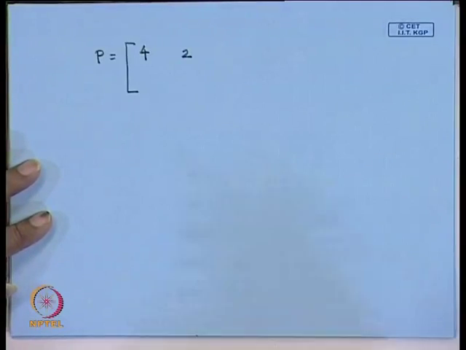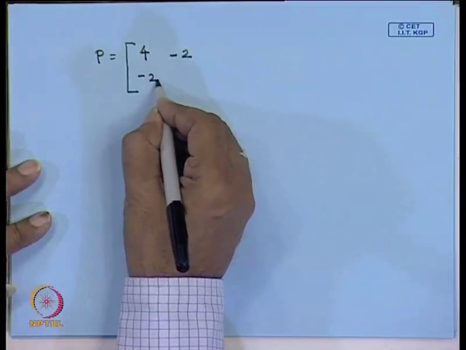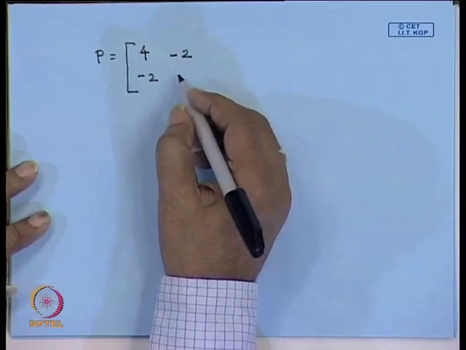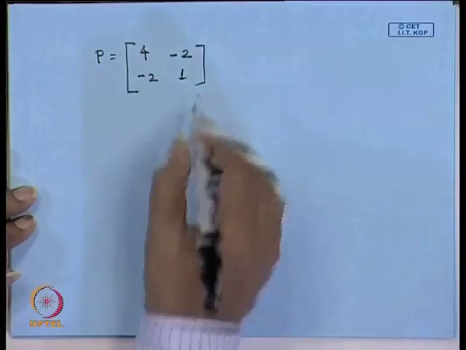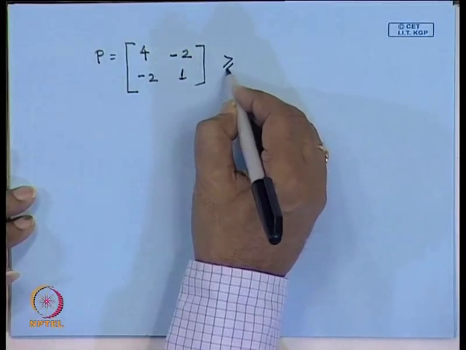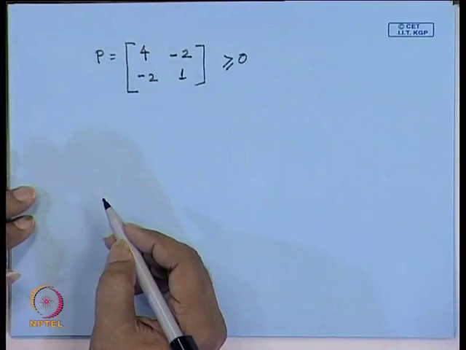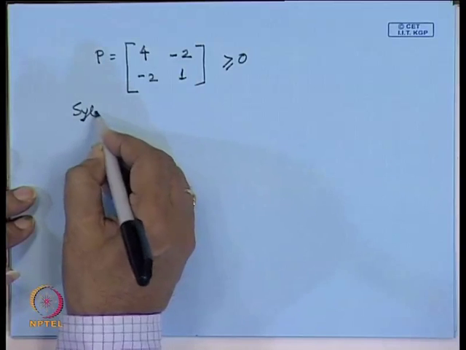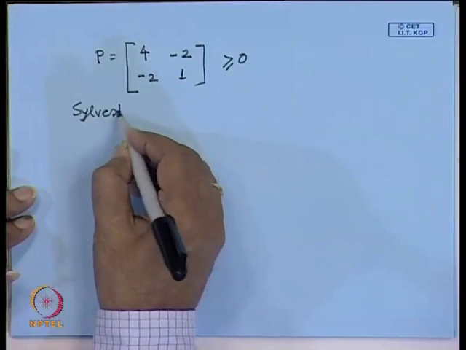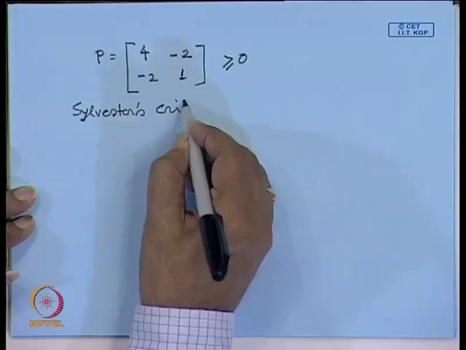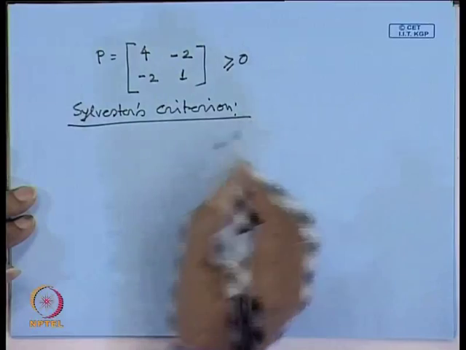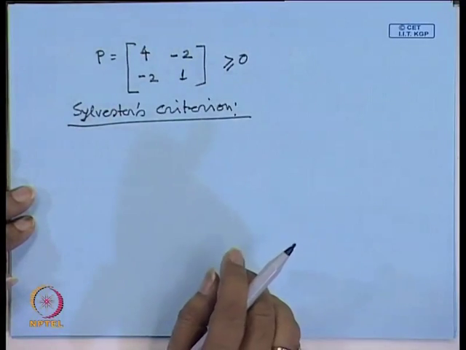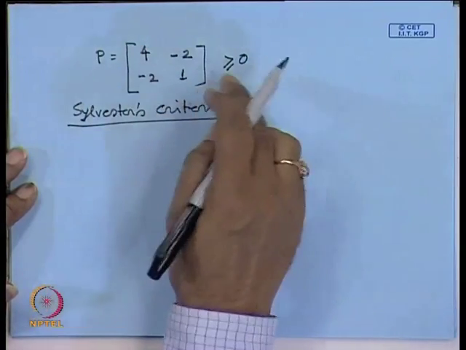So, I am writing P is this one, then this matrix is 1, if you see this P. So, I have to check that this matrix is a positive semi definite matrix, according to the Sylvester criteria. Look at this one, positive semi definite matrix, I have to prove that for the function, P must be a positive definite matrix.